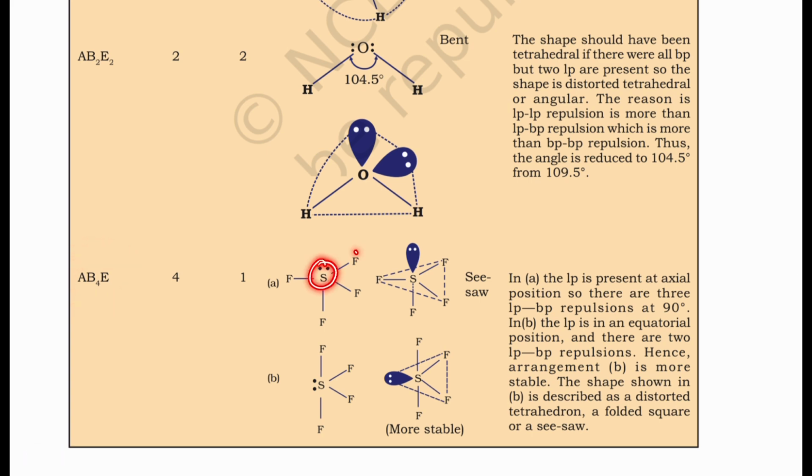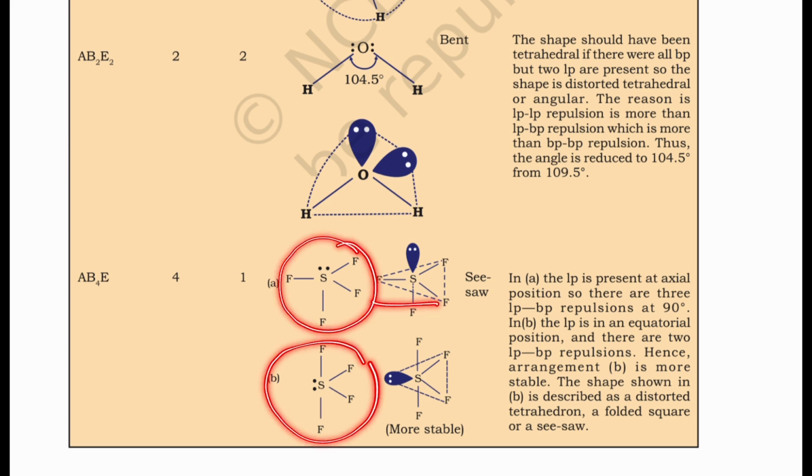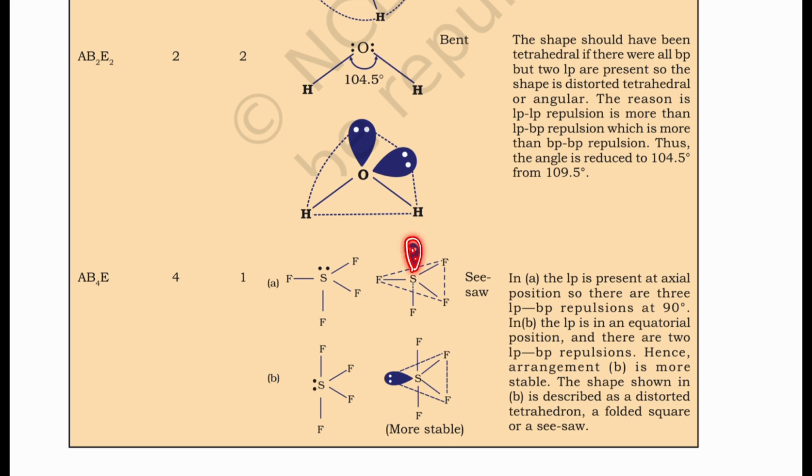Coming to the next, AB4E type. We have one central atom, four surrounding atoms, and one lone pair. The classic example is SF4. Two structures are given, and we have to select the most stable one. In the first case, I have kept the lone pair on the axial position. Whenever it is on the axial position, it will face more repulsion. Look, here there will be repulsion, here repulsion, here repulsion.